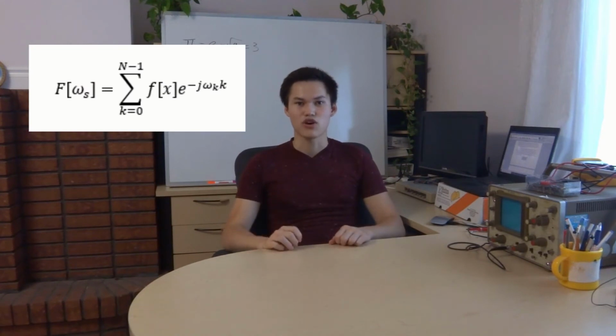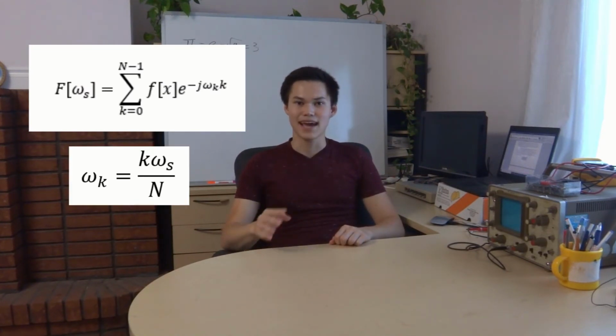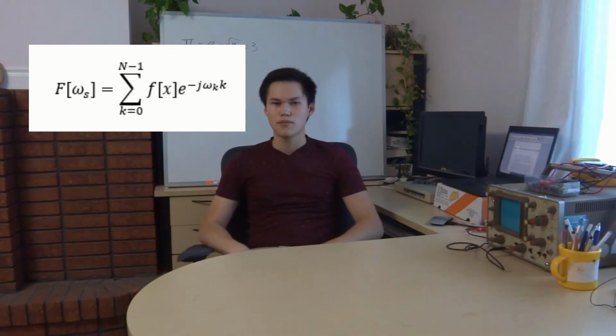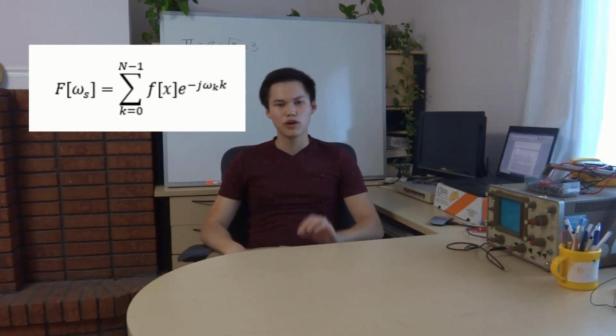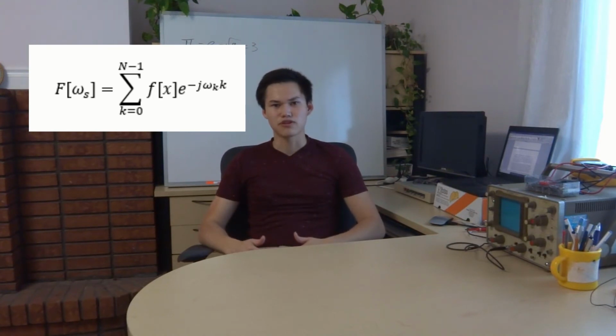Here's the formula for that, where omega s is equal to your angular sampling frequency, and omega k is just your summing index k times your angular sampling frequency divided by the number of samples. Why doesn't this version stretch from negative infinity to positive infinity? Well, the answer is that it's limited by the number of samples you took.